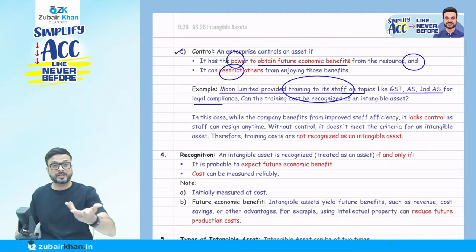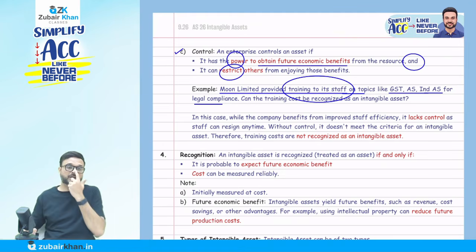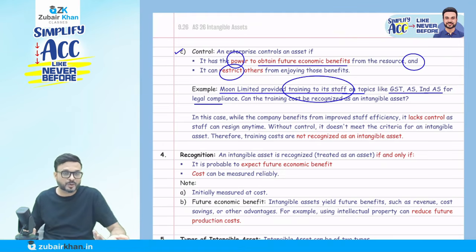Can I call training an intangible asset? The answer is no. You know why? We don't have control over employees. They are working for us today, and they may leave us tomorrow. We don't have control over them.